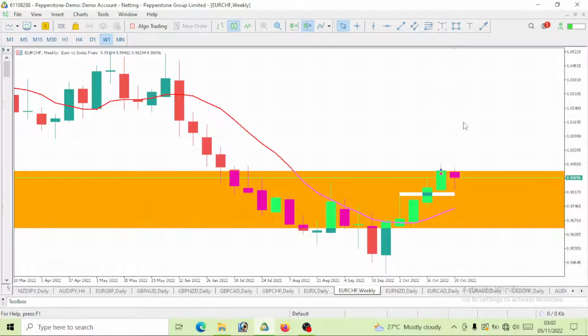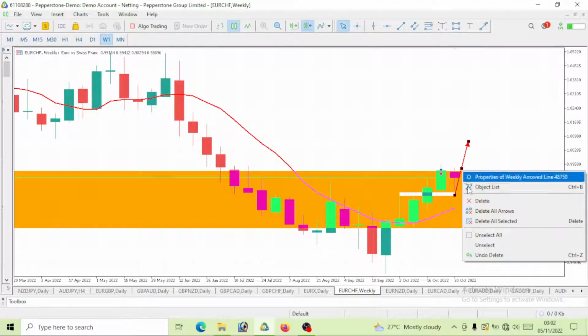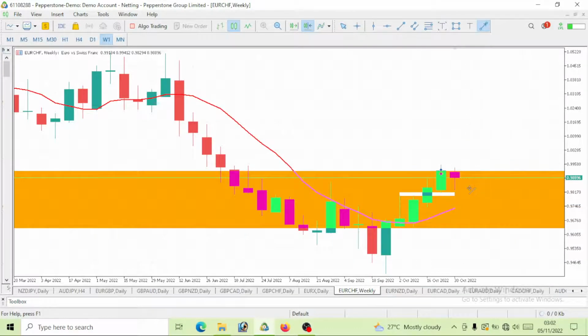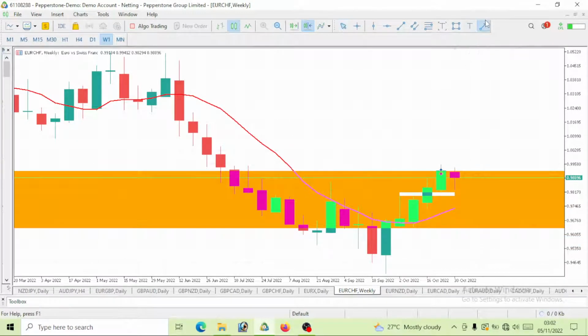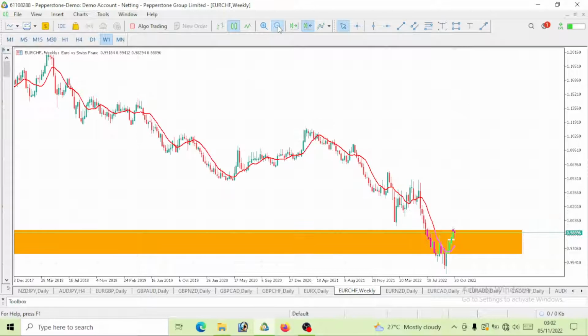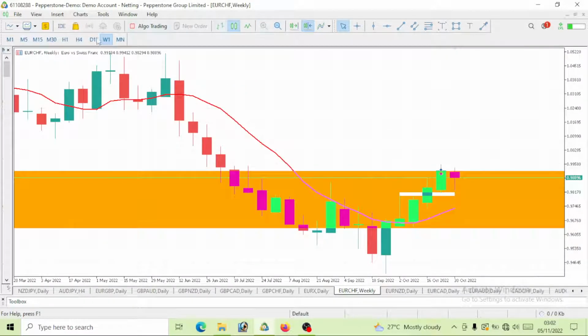Secondly, the price is still above our moving average. Since it is still above our moving average, then we have to go long. We should still look for a way to buy. But if it goes down and breaks our moving average, then fine, we can look to short it, but we clearly are still above our moving average. So that is still an indication that Euro Swiss franc this week, we will be seeing a bullish move. So have that in mind.